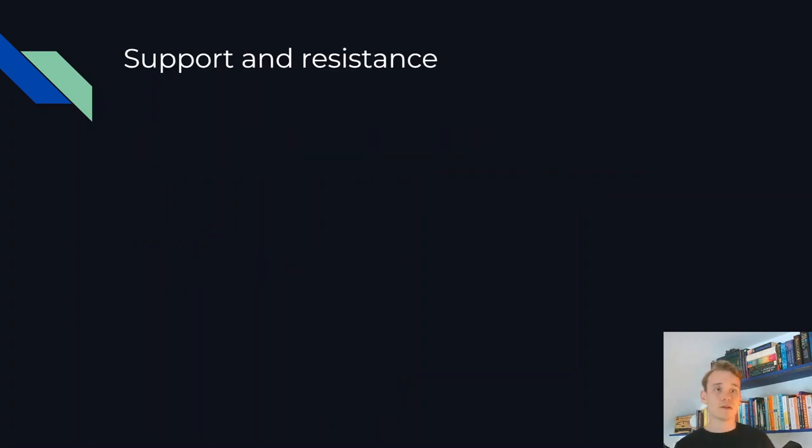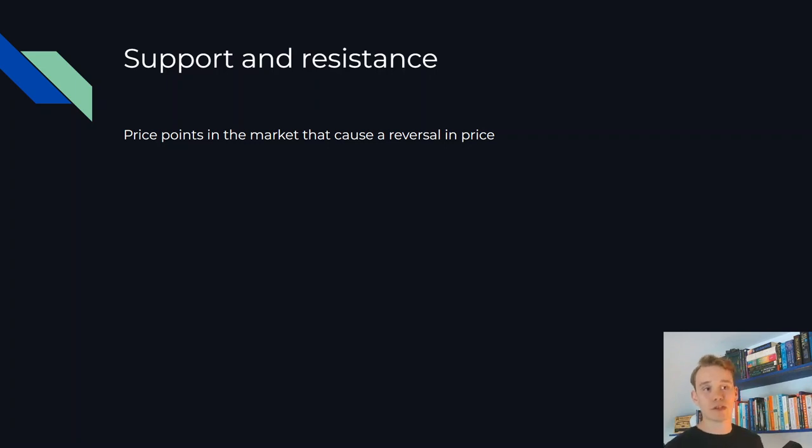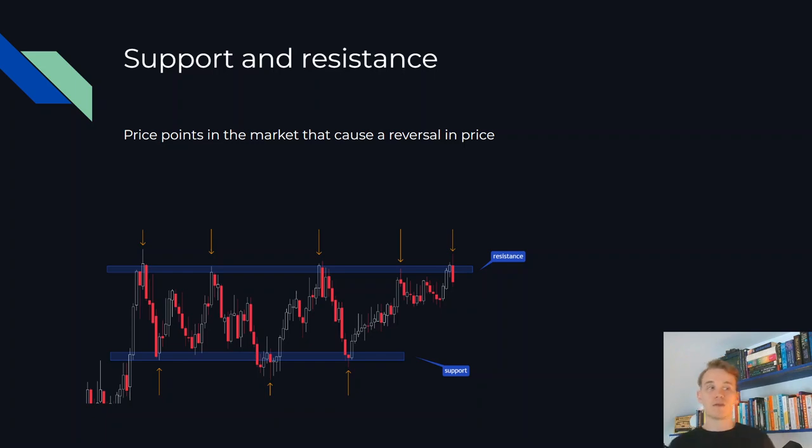Now, the next fundamental bit of analysis that we can use to assist in gauging where the markets may be heading next, or at least trading to or from, is levels of support and resistance. And what they are is just price points in the market that cause a reversal in price. That's it. I'm not going to go into any more depth on what support and resistance is, why it works, how it works, etc. That could be a video for another time. But for now, price points in the market that cause a reversal in price.